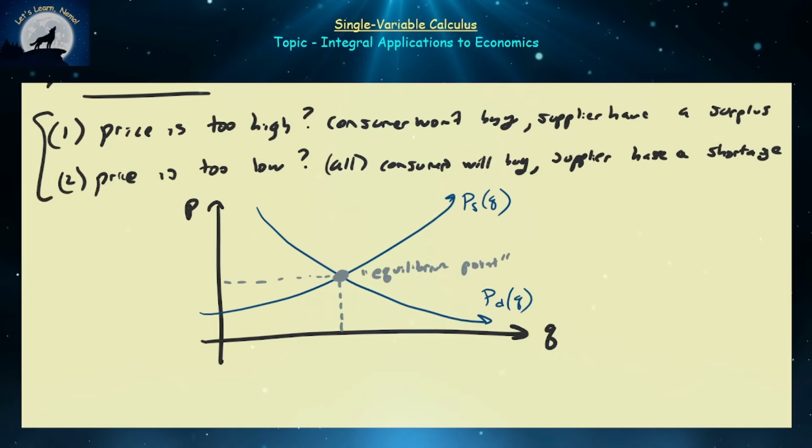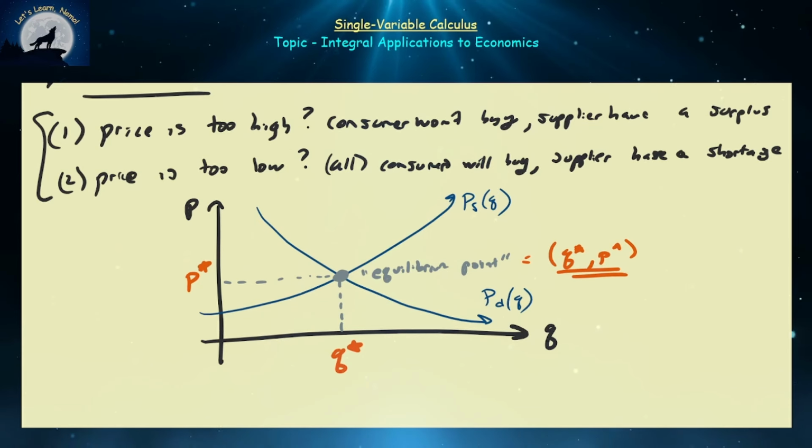Right? And associated to that equilibrium point, we have this ideal quantity Q star. That's how many things the companies will make. That's how many things these consumers will buy. And this price, P star, is the price for which they will sell and or be bought at. Right? So this equilibrium point, which is Q star, P star, is the ideal value for which we usually search for in the economic world.